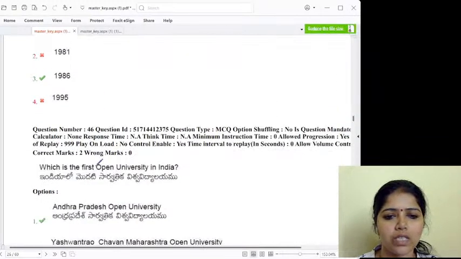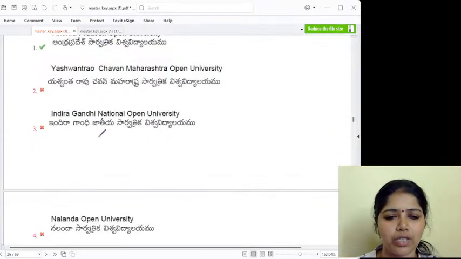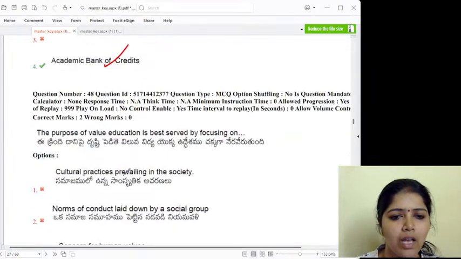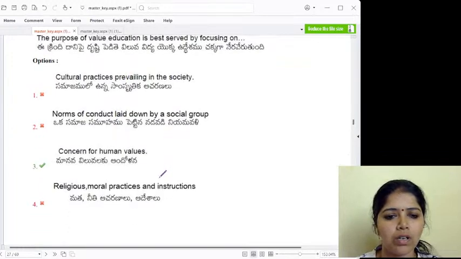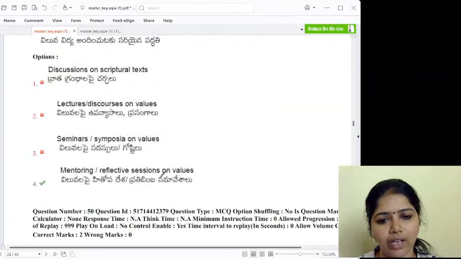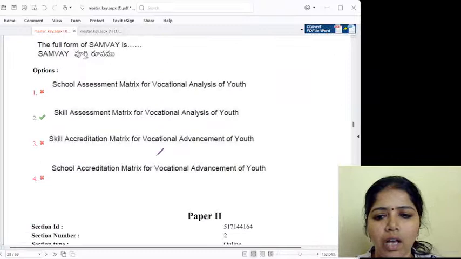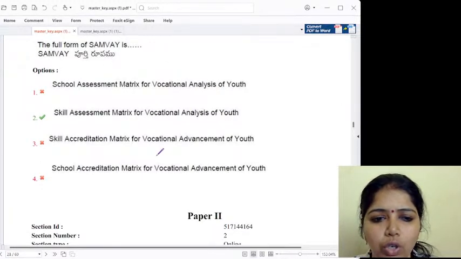It's 1986, right? First open university, Ambedkar University, Andhra Pradesh, it's there. That's right. Academic Bank of Credits, right? And the purpose of education is to conserve human values, right? And value education is through mentoring and reflective. This is a PYQ question. And next comes your Samvai.